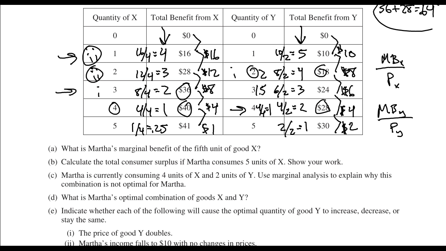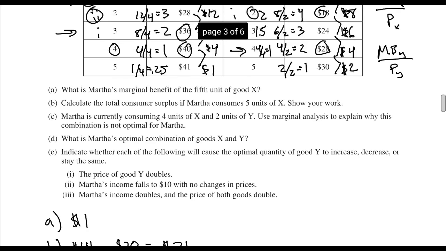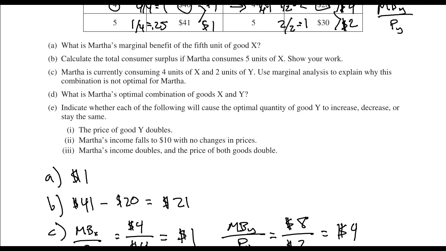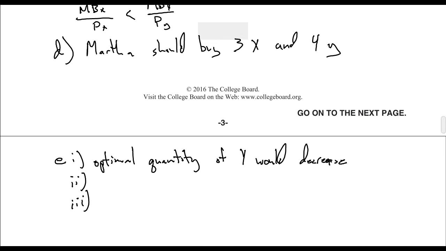I don't even really need to figure this out, and if I bought 2X, I'd only have 1 Y left that I could buy. And so, bottom line, I'm either going to be buying 3 or 1 Y at this point. I'm not going to be buying as much, which again, intuitively should make sense. If my income falls, I'm probably going to want to buy less of it, unless it's an inferior good. So optimal quantity of Y would decrease.